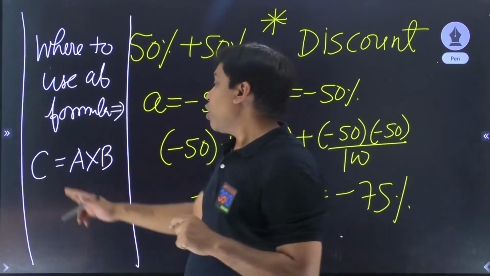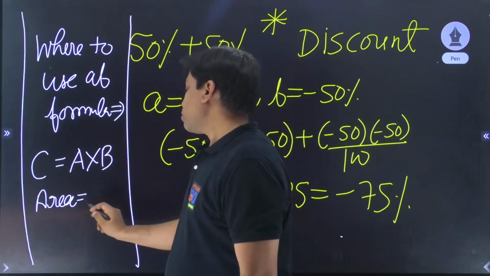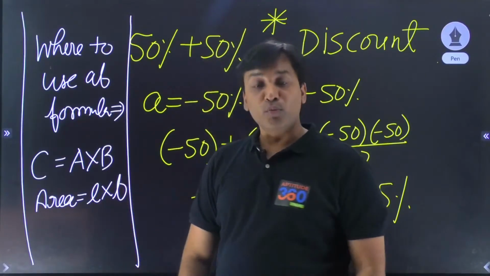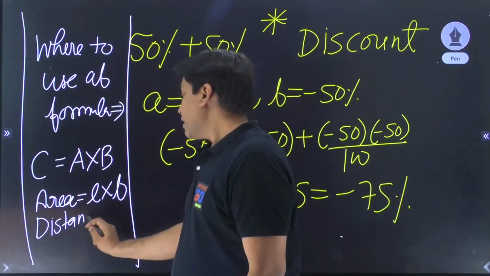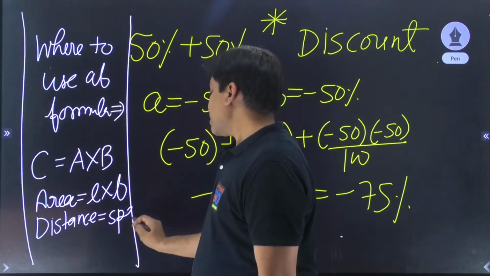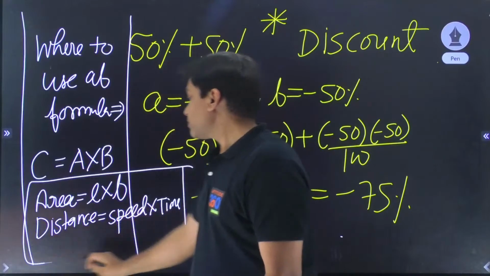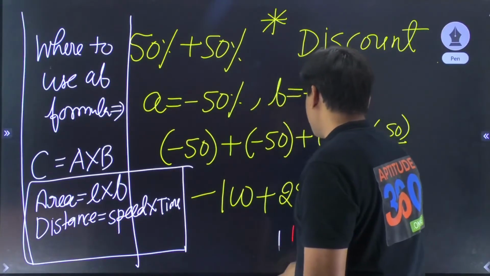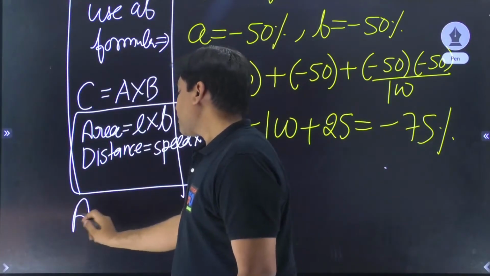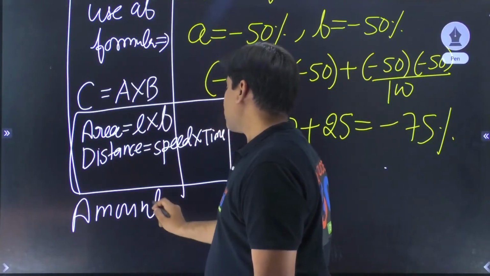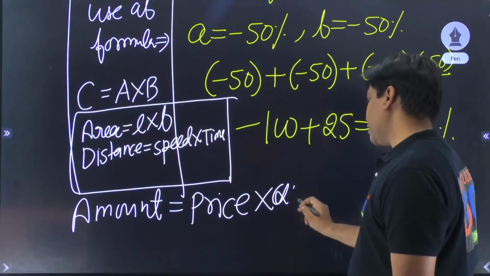What is that I'm trying to say when I say C is equal to A into B? Something like this. Can I say area is equal to L into B? Can I apply this formula? Yes. If I have got something like this, distance is equal to speed into time. Can I use this formula? Speed into time, I can use this formula. Something like this: amount is equal to price into quantity. I can use this formula.